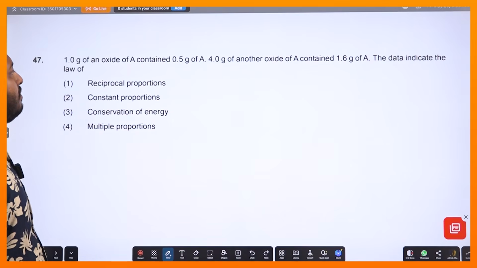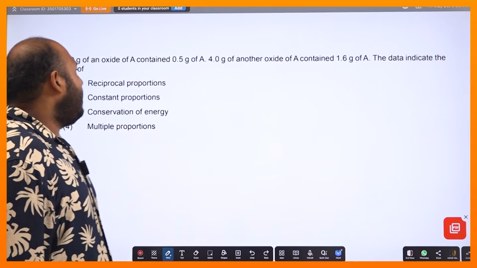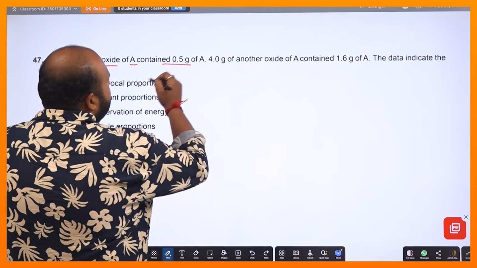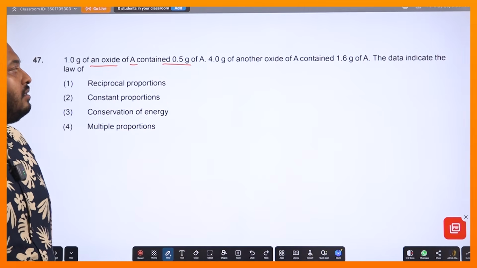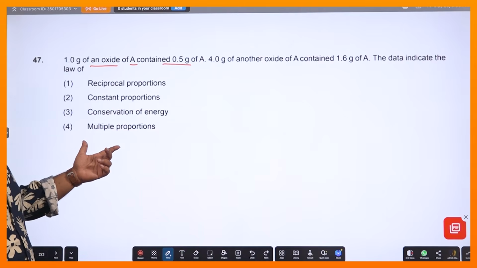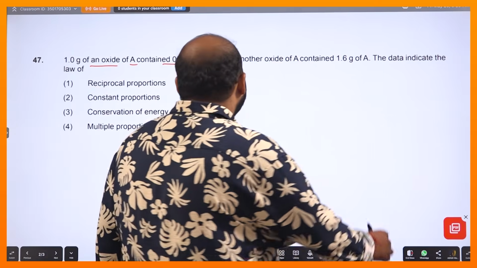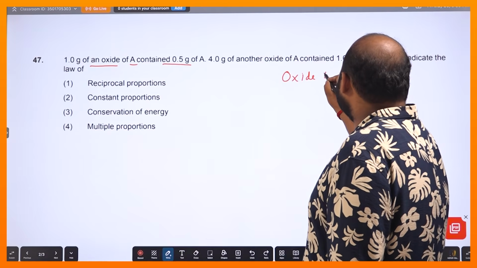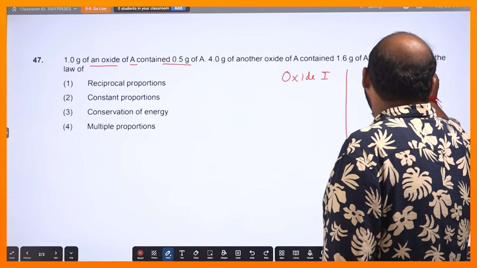So the question is from our very first chapter, that is some basic concepts of chemistry, and it is saying that 1 gram of an oxide of A contained 0.5 gram of A, and 4 gram of another oxide of A contained 1.6 gram of A. So we have to check that this data is in accordance with which of the laws. So let us divide this question into two parts. One is for oxide 1, another one is for oxide 2.